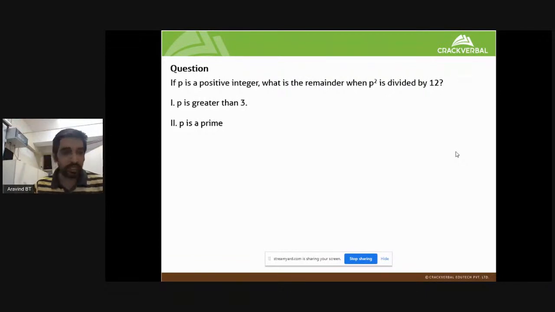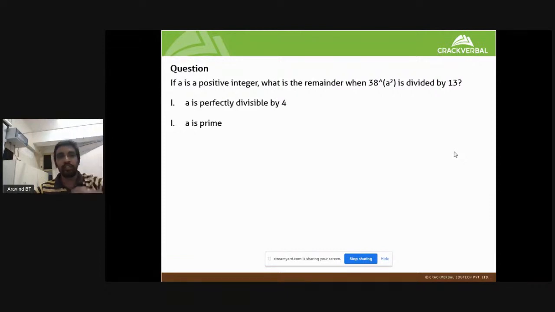All right, so let's quickly go to the next question now. Question number 8. Again, I'll give you a minute and 30 seconds. Starting now. Please note that it is 38 to the power of a square, right? Don't make the mistake of reading it as 38 into a square.